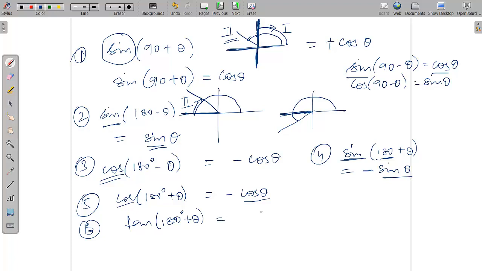Okay, so what about tan of 180 degrees plus theta? This will become plus tan theta. Since we are touching the 180 degree line, tan remains tan, and since it is in the third quadrant and tan is positive in the third quadrant, that will be equal to tan theta. So this is the way you can solve the questions.